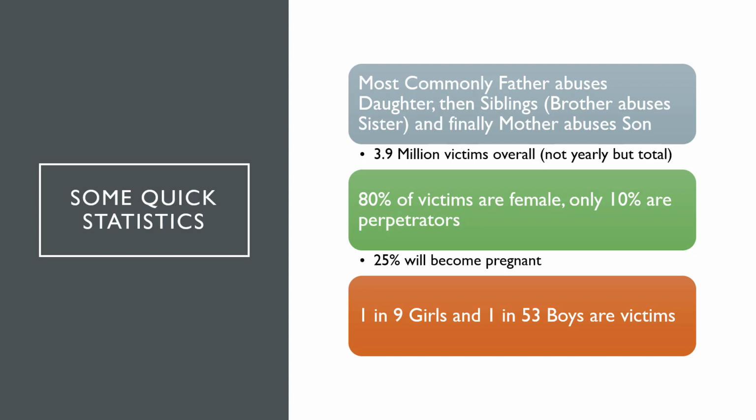Okay, so most commonly abused, the father abuses the daughter, then it's siblings, brothers typically abusing sisters. We are guessing that the total number that has occurred or occurs is somewhere around 4 million. 80% of the victims are females, only 10% of the perpetrators. So it's about a 9-to-1 ratio. And here's the frightening thing. About a quarter of the female victims will become pregnant by the family member. 1 in 9 girls and 1 in 53 boys are victims of this.